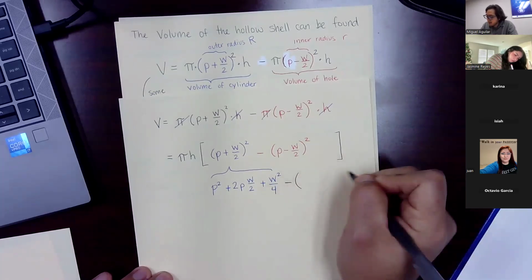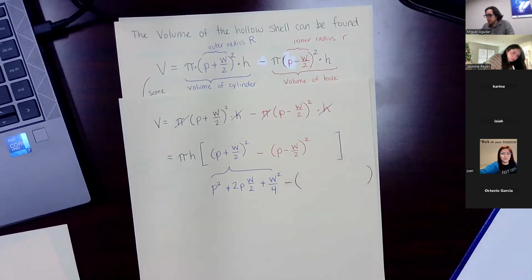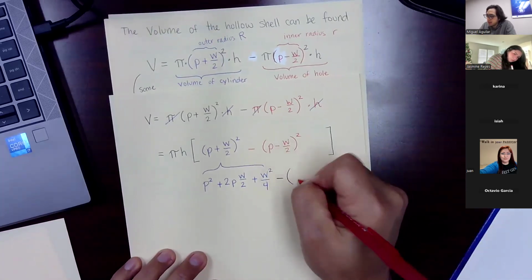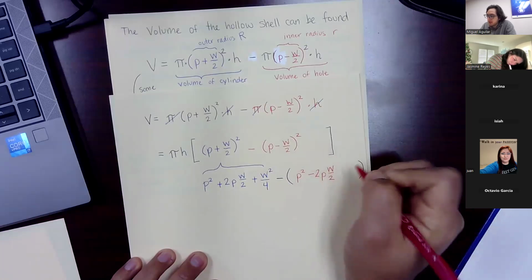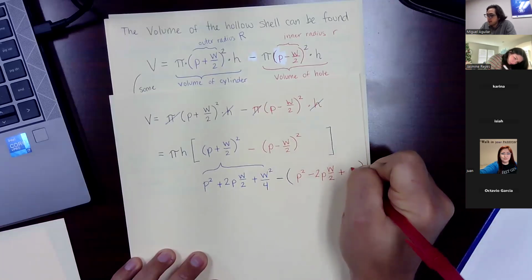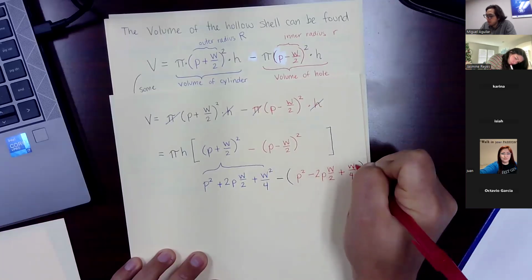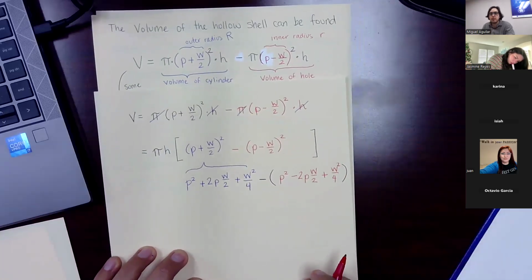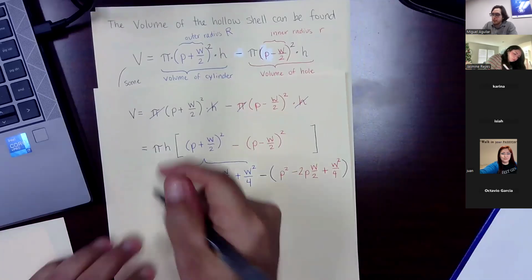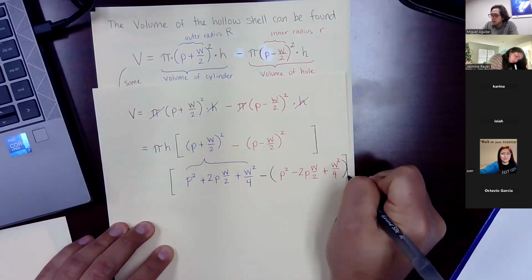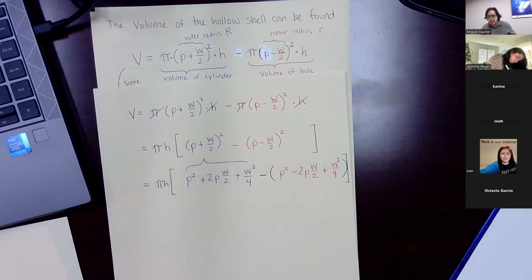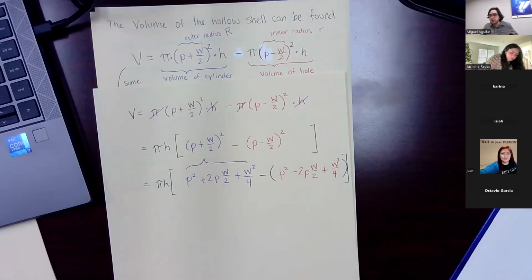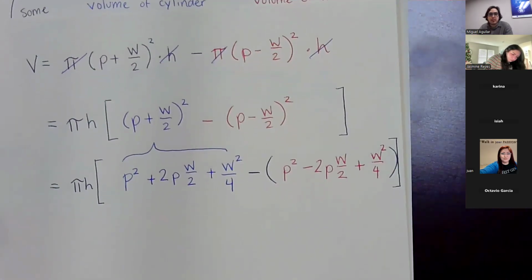Minus what the red guy FOILs out into, and using a very similar formula, you would get p squared minus 2pw over 2 plus w squared over 4. Okay. And we still have all of this stuff wrapped up in these brackets, and the pi and the h are on the outside, just hanging out until we're done with the simplification inside of the brackets. Okay. And I'm going to zoom in so we can see that a little clearer.